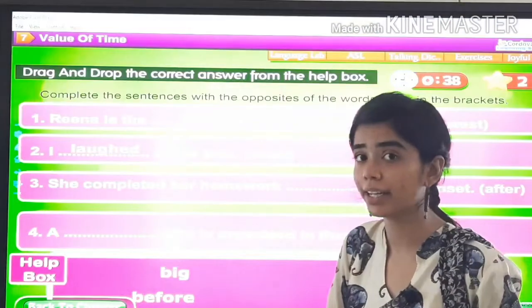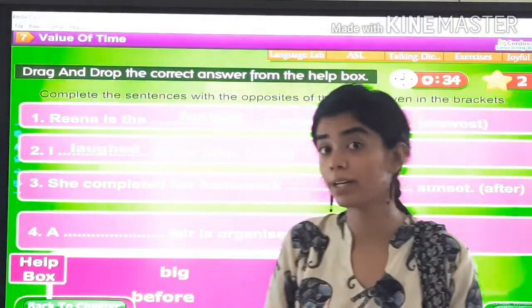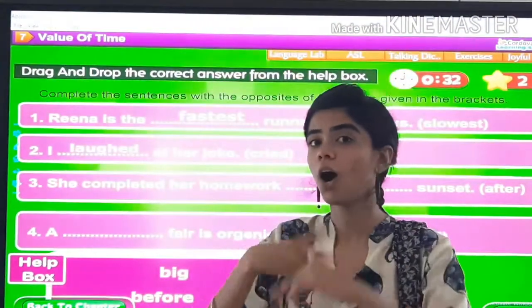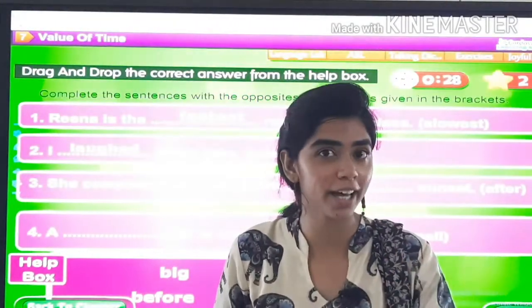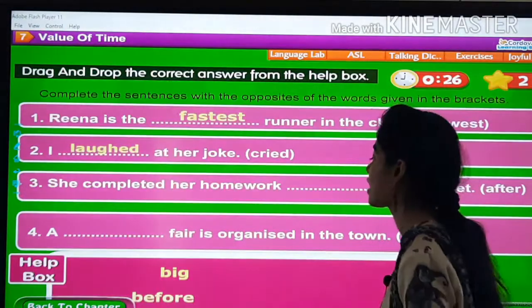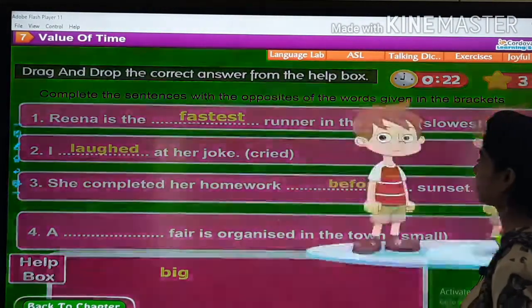She completed her homework dash sunset. Now, in the bracket, it is written after. But remember, we are writing the opposite words. So, after ka opposite kya hota hai? It is before. So, our answer will be before.